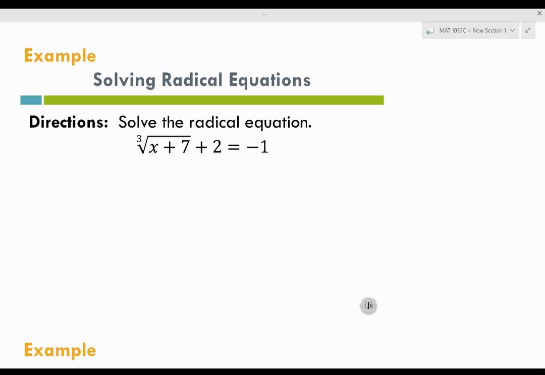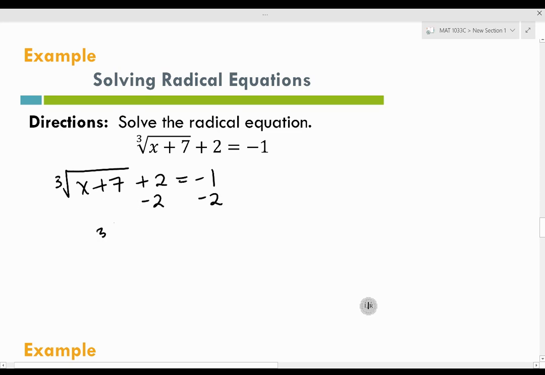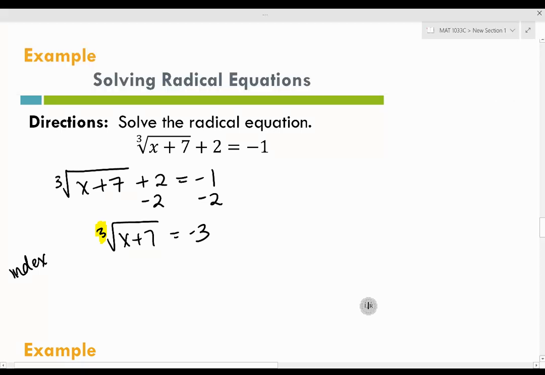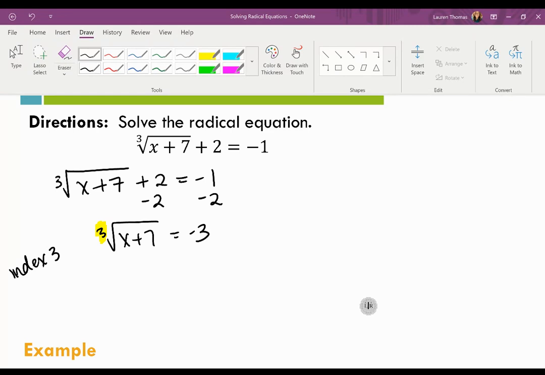If you want to try this one by yourself, just pause the video here and then come back and join me. All right, the first thing we're going to do is write the problem. Then we need to isolate the radical, which means to get it by itself. So I'm going to subtract the 2 from both sides. Then we need to identify what the index is. The index in this problem is 3, because that's the number that sits on the hook of the radical sign. So that means we are going to raise both sides of our equation to the third power.